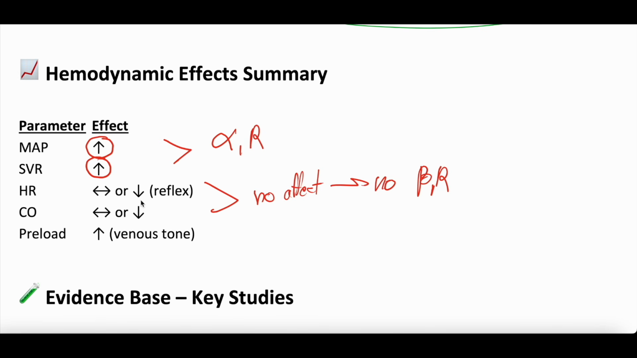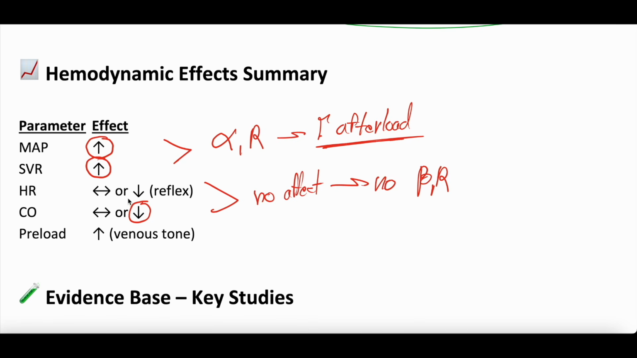With that being said, though, it does increase afterload, which is what we're giving it for, right? That's the whole point, to increase SVR and to increase MAP, but that can increase afterload on the heart. And by increasing afterload, it can sometimes cause the cardiac output to go down if it's a patient with heart failure or severe heart disease, right? So it doesn't directly affect cardiac output, but in the wrong patient, a patient who can't tolerate that increase in afterload, it can cause cardiac output to decrease.